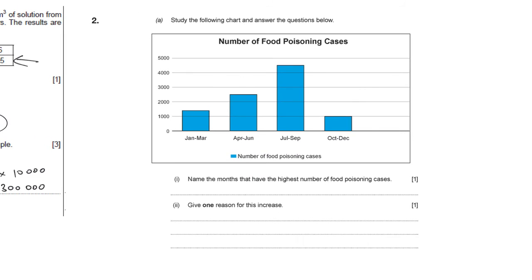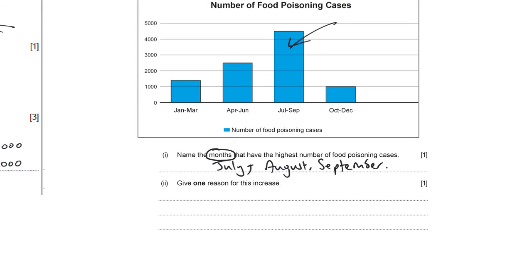My last question is, study the following chart and answer the questions below. Name the months that have the highest number of food poisoning cases. That's the biggest bar. That is July. And because I've got to name the months, I've got to go July, August, September. Give one reason for this increase. Well, if you think it's hotter in July, and when we've got warmer temperatures, bacteria grow faster. Okay, so warmer temperatures mean bacteria grow more quickly.